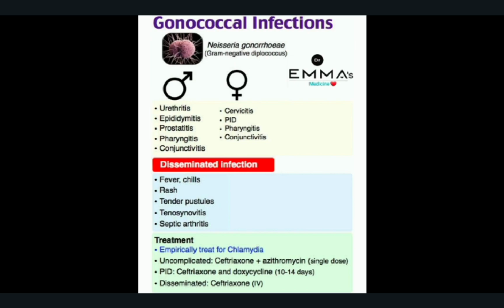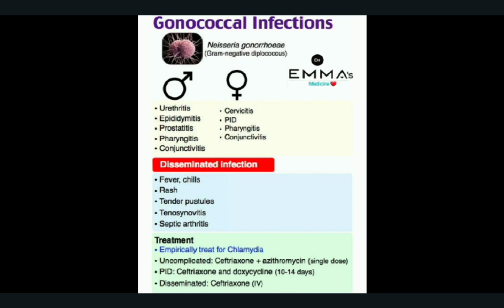Now, if the infection becomes a disseminated infection, other features are also present. These are fever, chills, rash, tender pustules, tenosynovitis, and septic arthritis. What is the treatment of gonococcal infections?